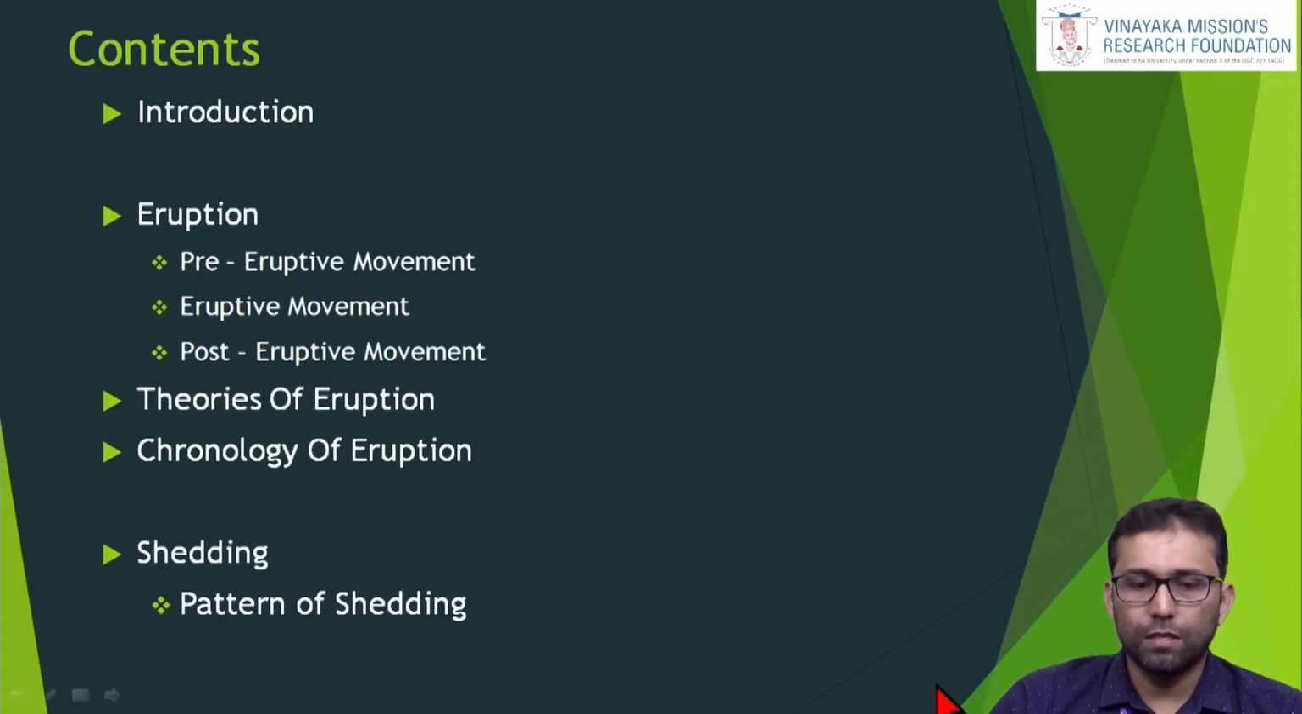Now coming to the contents of this class, first I will introduce the significance of eruption and shedding. Then I will be dealing with some topics under eruption, that is pre-eruptive movements, eruptive movements and post-eruptive movements. After that there will be some theories of eruption, which will explain how the tooth erupts from the dental crypt to the oral cavity into the position of occlusion. Next the chronology of eruption will be dealt with, and shedding, which is a very small topic where the pattern of shedding will be dealt with in detail.